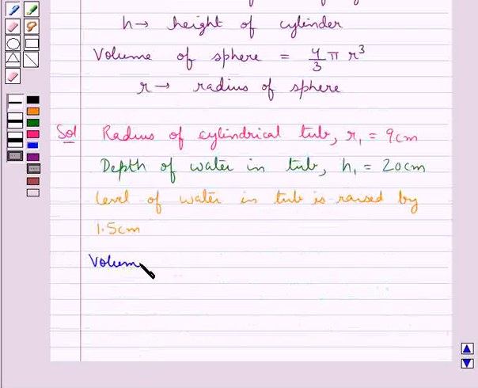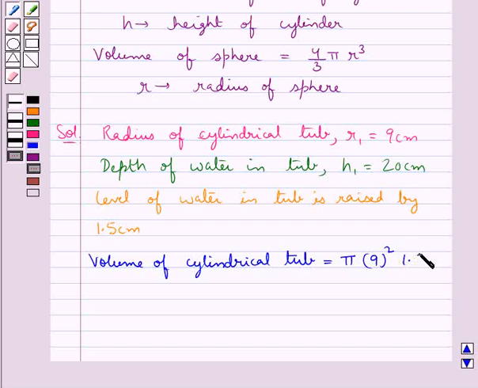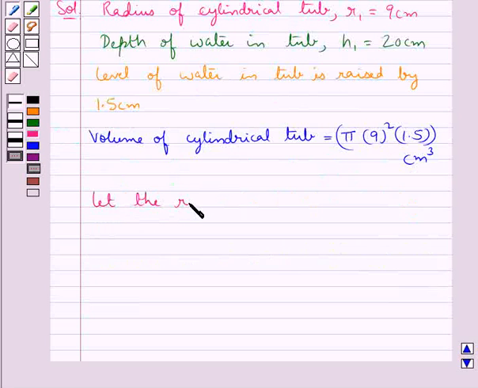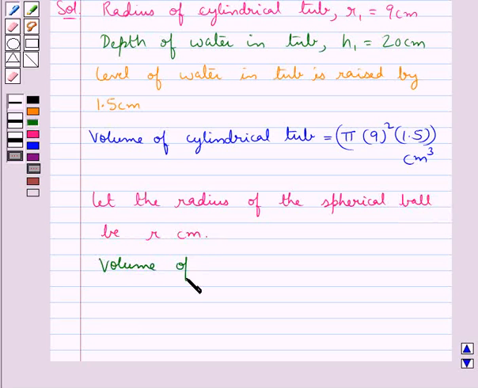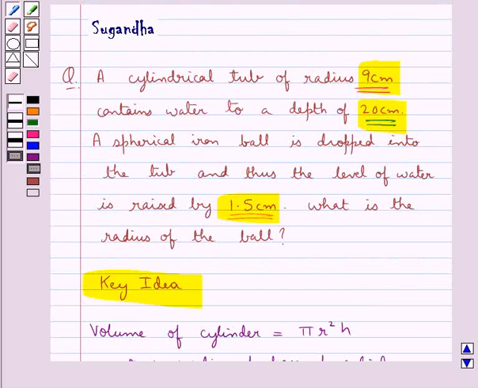So the volume of the cylindrical tub is given by pi 9 square into 1.5 centimeter cube. We consider, let the radius of the spherical ball be r centimeters. So the volume of the spherical ball would be equal to 4/3 pi r³ centimeter cube. Now, as in the question is given to us that the spherical ball is dropped into the tub and this raises the level of water in the tub by 1.5 centimeters.